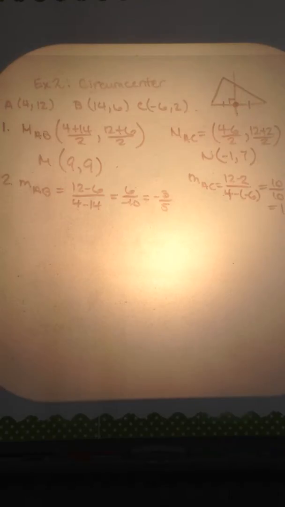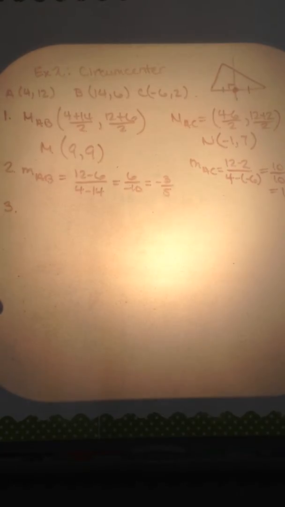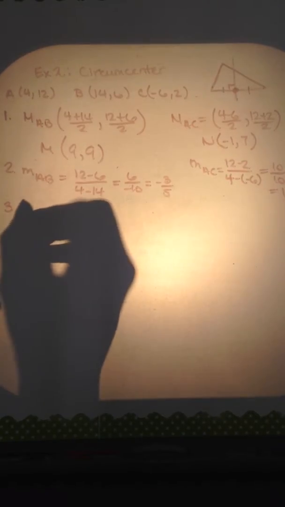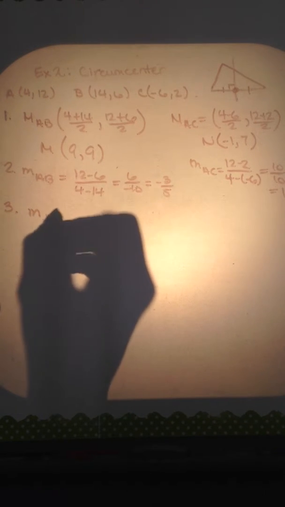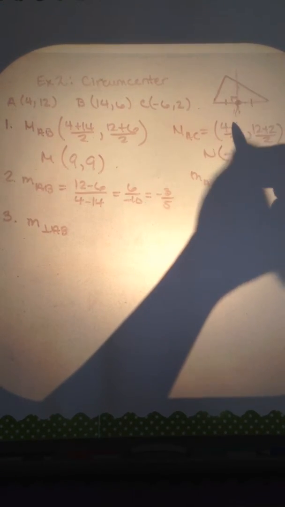So 1 and 2 are pretty short steps. There are some calculations involved, but it's a lot of things you've done many times at this point. For step 3, we have to find the negative reciprocal. We want to find the perpendicular slope for AB. If we just found the slope of the side, now we're finding the slope of the perpendicular, because that's the line we want to be using.